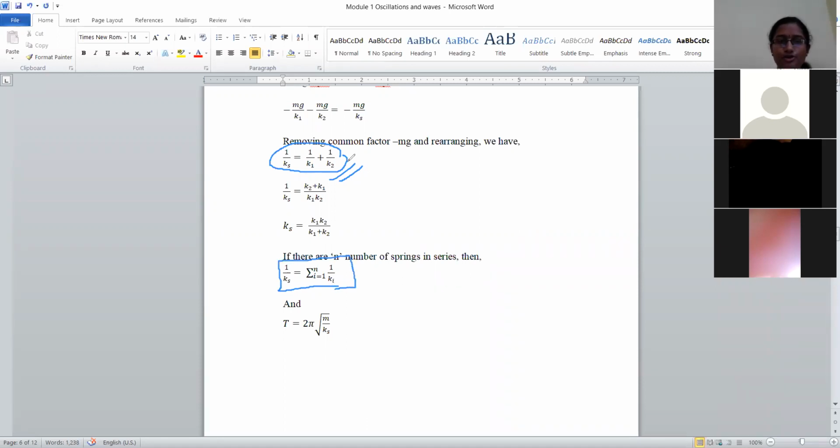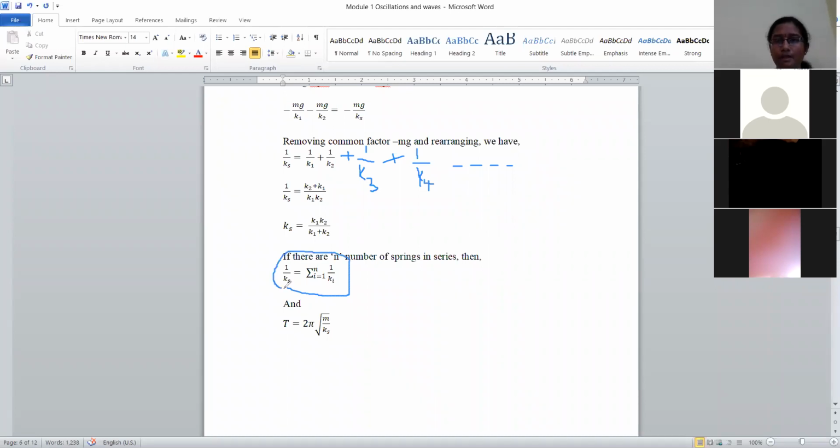Say for example, this is for 2. If we have 3 springs connected in series, then the equation will be 1 by K1 plus 1 by K2 plus 1 by K3. This is when there are 3 springs connected in series. If there are 4 springs connected in series, then it will again be 1 divided by K4, like this. So it goes on. That is what the summation i equals 1 to n means.